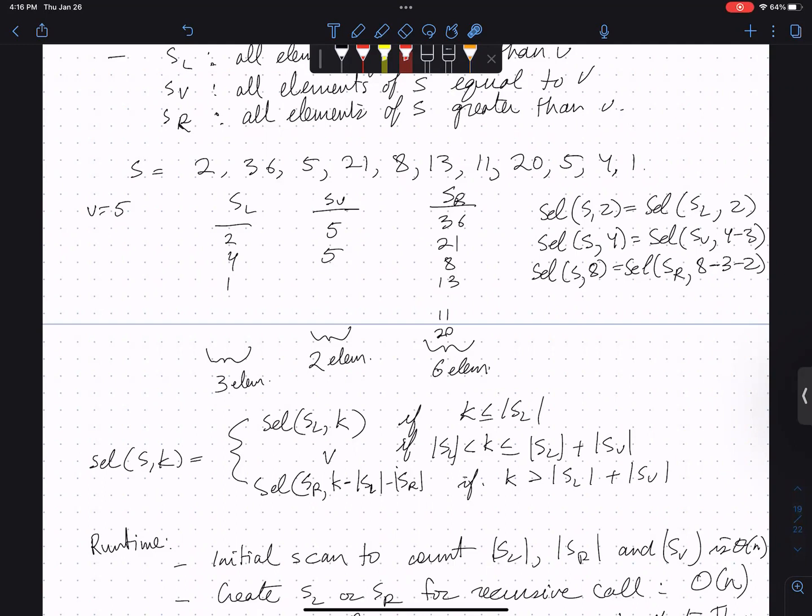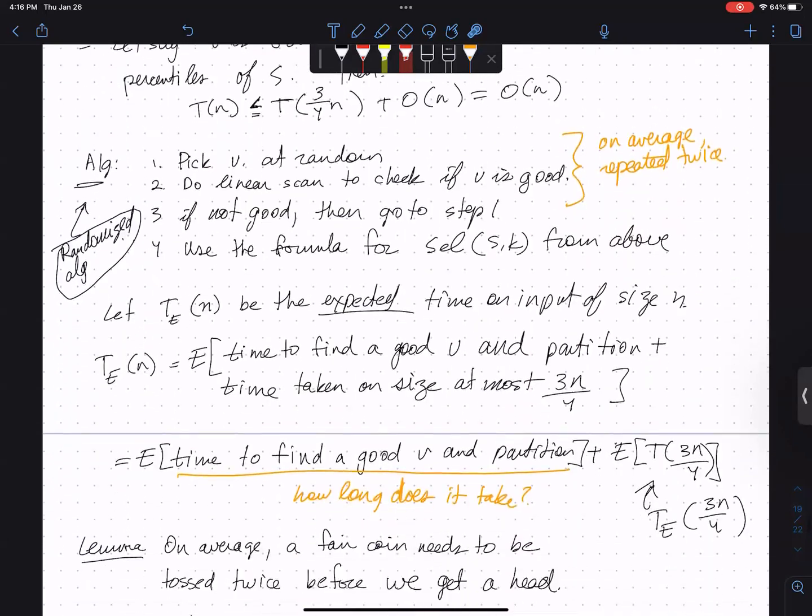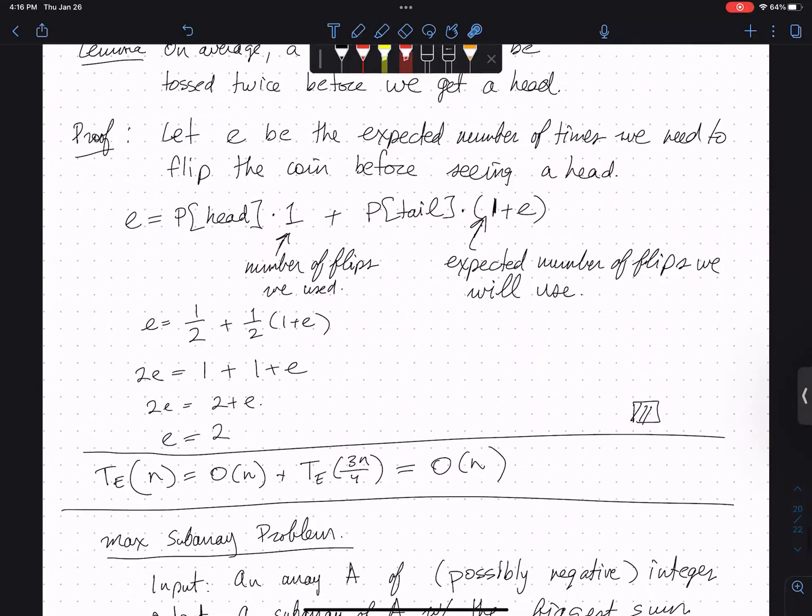Once we have that, then we can calculate the running time of the algorithm. So all these, picking a pivot, linear scan, these are all linear steps. And since we only do it in expectation twice, the total time to pick a pivot is also linear. And that's where this comes in. The rest is the time needed to make the recursive calls.